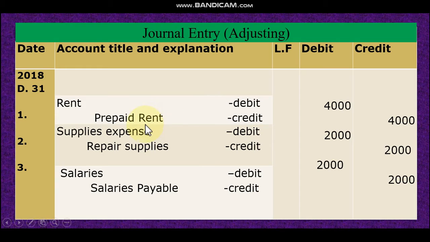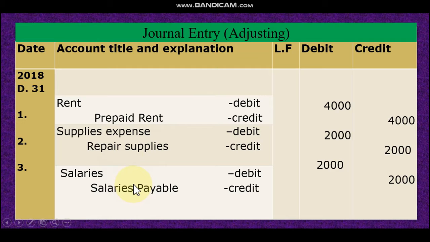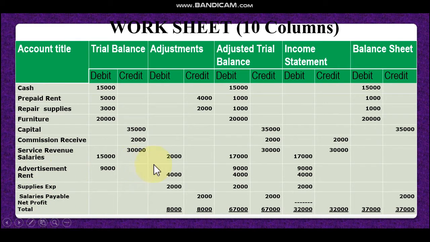Then our next item is supplies expenses debit, repair supplies credit. Look at, repair supplies credit 2,000, and supplies expenses debit 2,000. Then the next journal is salary debit, salary payable credit. Look at, salary account debit, and salary payable credit. So the adjustment journal is over. Total of adjustment is 8,000. Now look at, we have to prepare the adjusted trial balance.